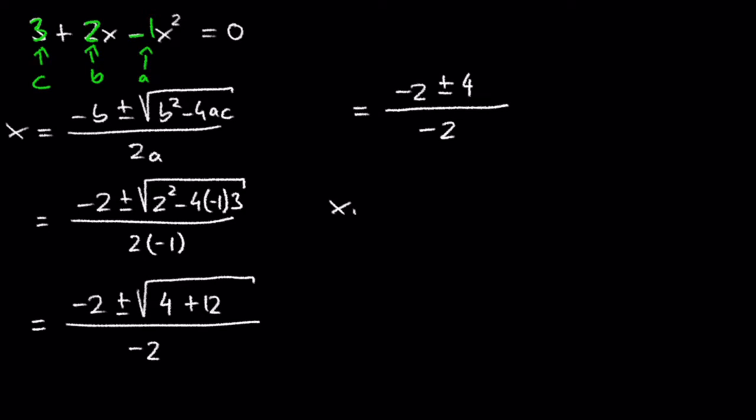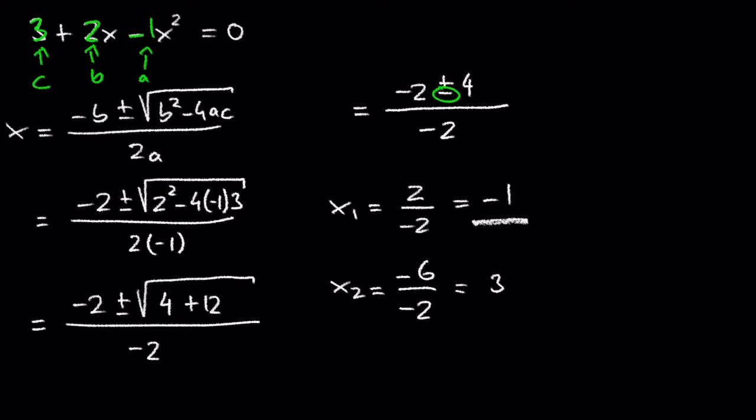So our first solution is negative 2 plus 4 is 2 divided by negative 2, which is then negative 1. And our second solution is negative 2 minus 4 is negative 6 divided by negative 2, which is then, after simplifying, 3.